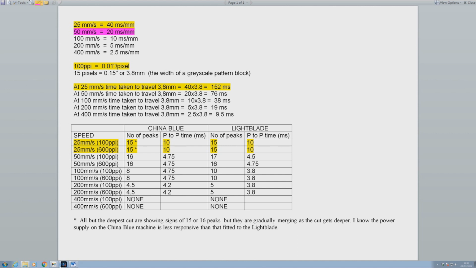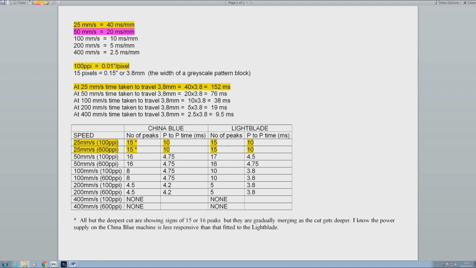Now if we start running 25mm a second at 600 pixels per inch, what does that do to the time available for a pixel? Well, the answer is it's 1/6 of 10 milliseconds, and 1/6 of 10 milliseconds is only 1.7 milliseconds. I'm going to make a bold claim that the system cannot handle a response time of 1.7 milliseconds.